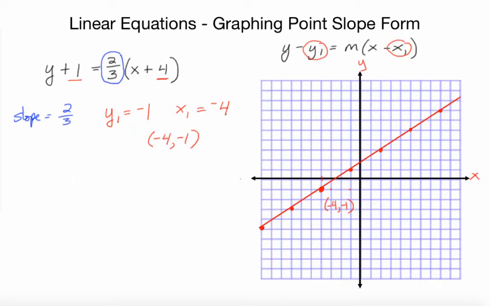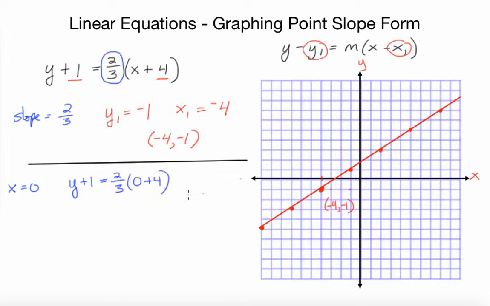Now if you don't like writing them out that way, you can also use your linear equation and substitute values in. So we have an equation. What if we make x as 0? So then I would have y plus 1 equals 2/3 times 0 plus 4. I'm putting 0 in for x, and I can solve for what y should be. So 2/3 distribute. 2/3 times 0 is 0. 2/3 times 4 is going to be 8/3. So y plus 1 equals 8/3.